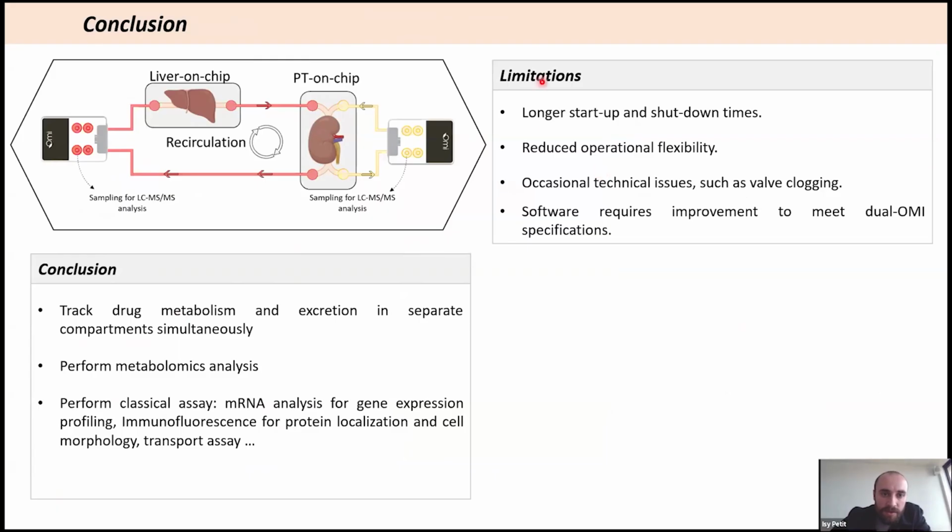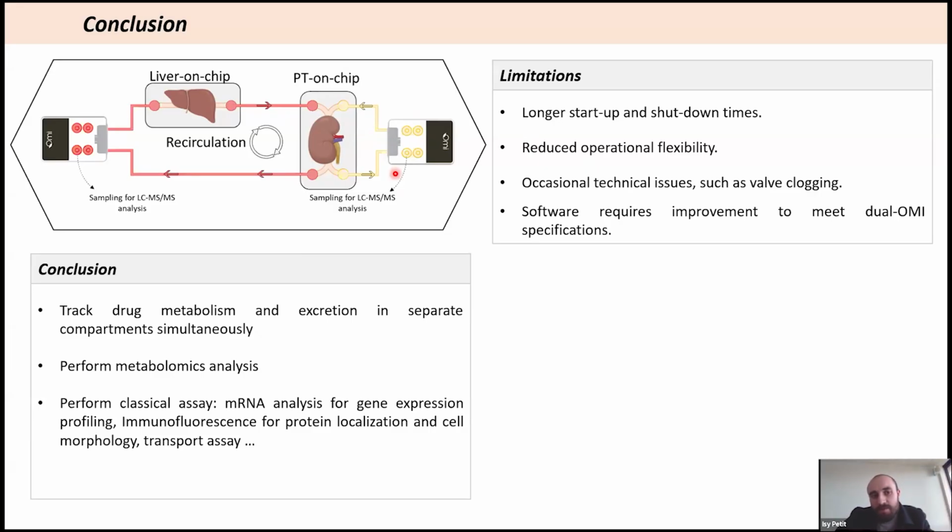But this also comes with limitations, so it's longer to start up and shut down an experiment. It's technical time, it's a little bit longer. Everything is automated, so there is reduced operational flexibility. We also have occasional technical issues like with every microfluidic device. And if I'm correct, we were the first to really play with the dual Omi specification like that. So the software might need a little improvement to really meet the dual Omi specification.